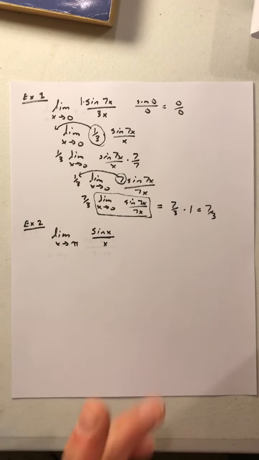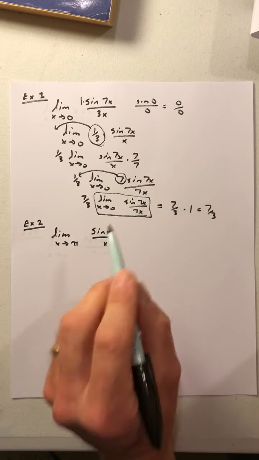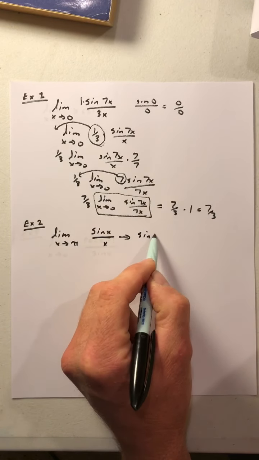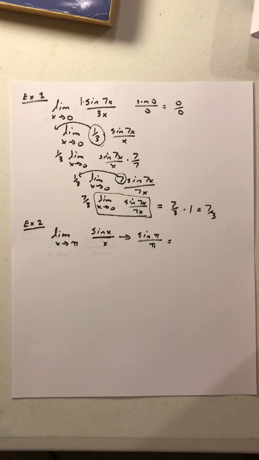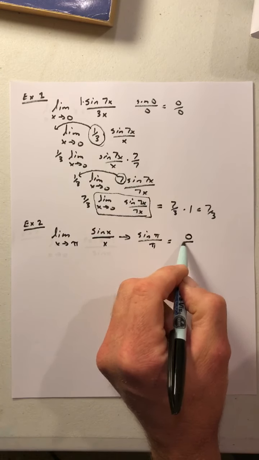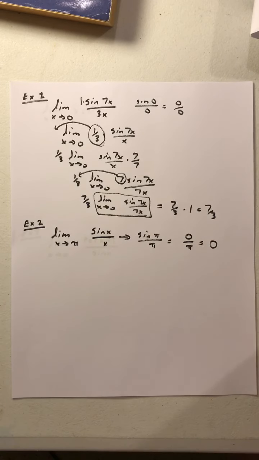In example 2, that's why I backtracked, because when we take x going to pi, well, the first thing we're going to do is plug in that pi. So that's going to give us the sine of pi over pi. Well, what do I know about the sine of pi? The sine of pi, again, is 0 over pi, and 0 divided by pi is 0. So that gives us that value.